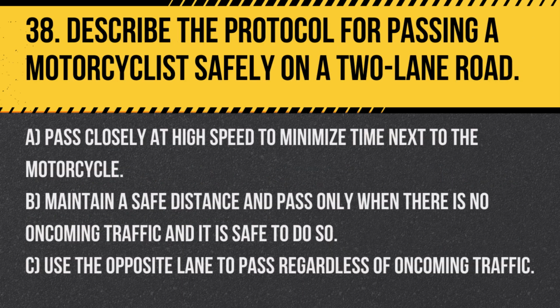Question 38. Describe the protocol for passing a motorcyclist safely on a 2-lane road. A. Pass closely at high speed to minimize time next to the motorcycle. B. Maintain a safe distance and pass only when there is no oncoming traffic and it is safe to do so. C. Use the opposite lane to pass regardless of oncoming traffic. Answer: B. Maintain a safe distance and pass only when there is no oncoming traffic and it is safe to do so. This ensures the safety of the motorcyclist and other road users.